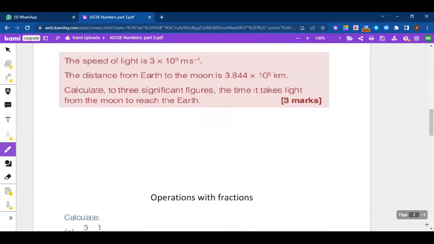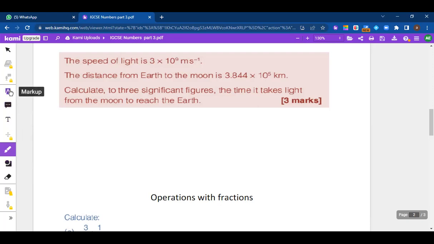Here, guys, this is a question. Zena, can you read? The speed of light is 3 times 10 to the power of 9 meters per second. The distance from Earth to the moon is 3.844 times 10 to the power of 5 kilometers. Calculate to 3 significant figures the time it takes light from the moon to reach the Earth.